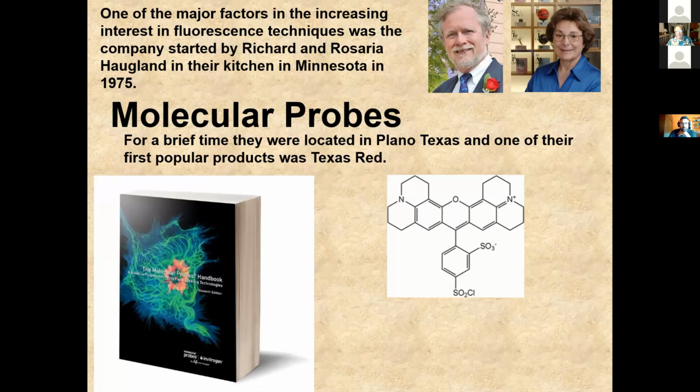And their first popular product was Texas Red, we see here, which was the sulfonyl chloride to covalently attach to proteins like antibodies. It's the big thing, immunoglobulins, to label antibodies. And that was very popular, made them a lot of money.